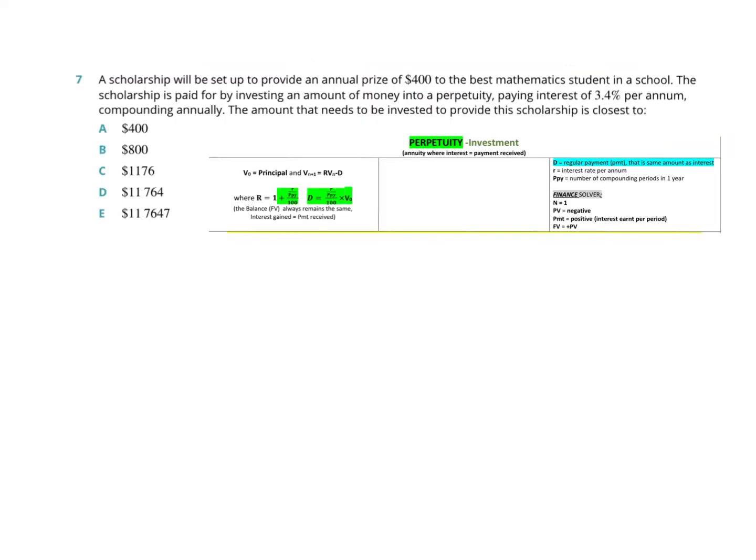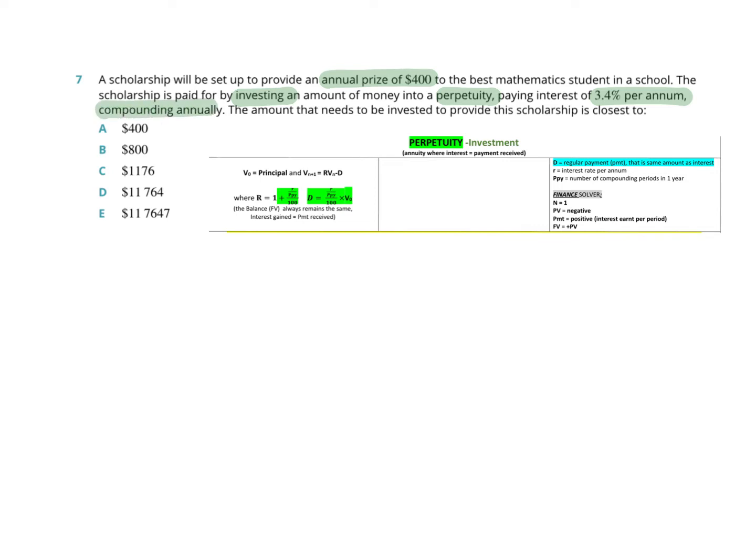Okay, a scholarship will be set up to provide an annual prize of $400. So there's that annual prize of $400 for the best mathematics student in the school. The scholarship will be paid by investing an amount of money in a perpetuity. So investing, and it's going to pay 3.4% per annum, compounding monthly.